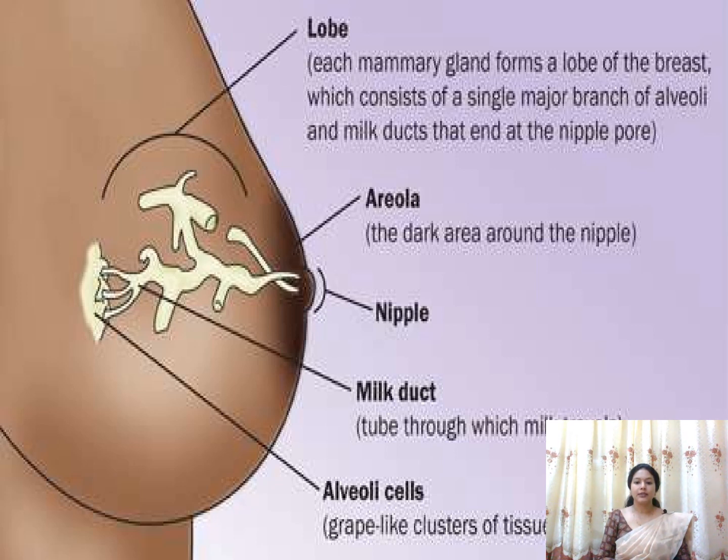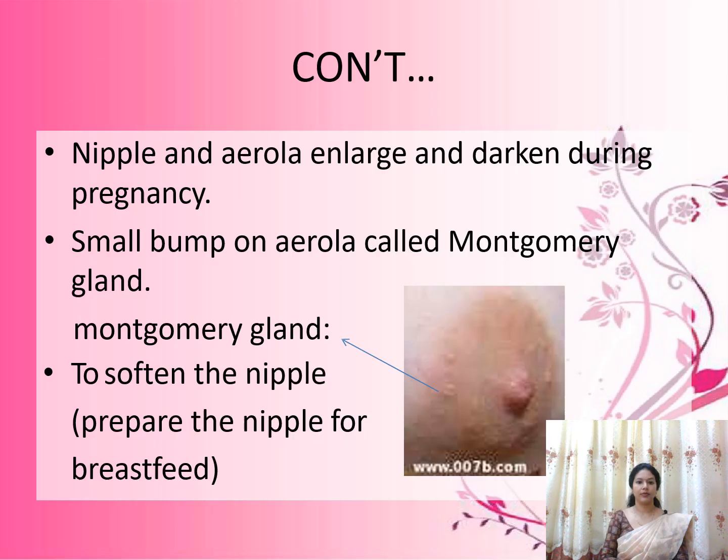And the milk duct is the tube which carries milk, or which allows the milk to pass, from these lobes. And alveolar cells are the grape-like tissue cells which produce the breast milk. So this is the short structure of the human breast.